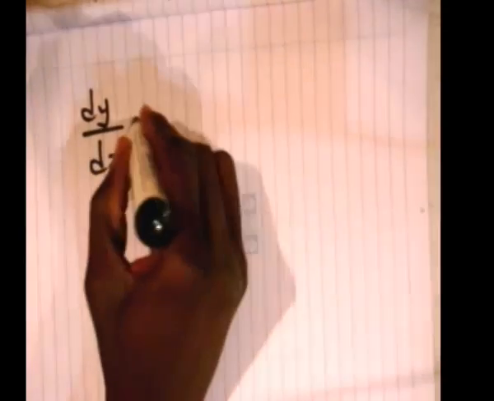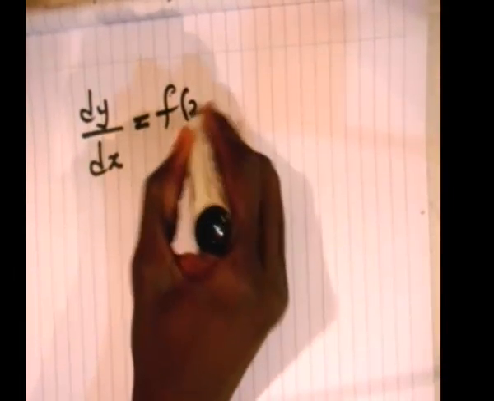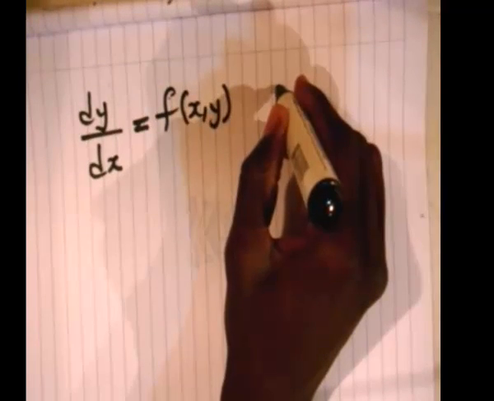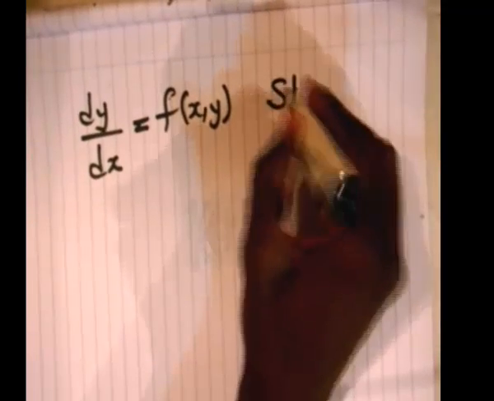Let's look at the standard form of an ordinary differential equation. An ordinary differential equation has a standard form of dy/dx equals f of x, y. This is the standard form.